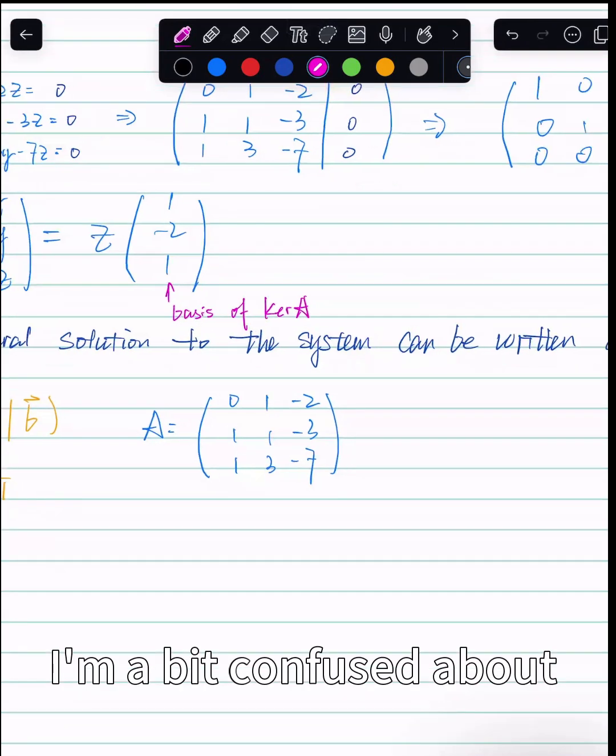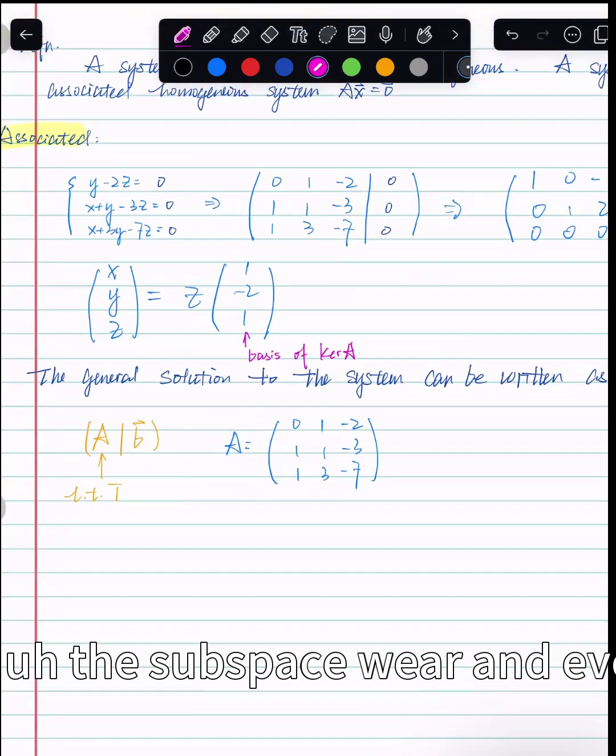I'm a bit confused about the whole kernel thing. Kernel is the subspace where everything maps to 0 after the transformation.